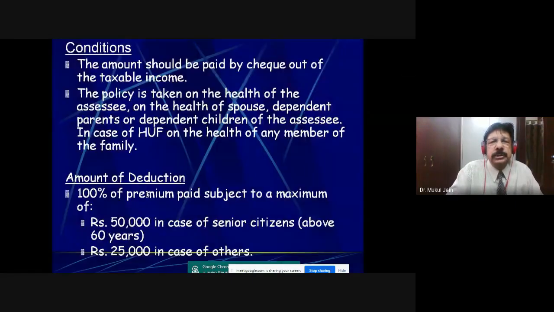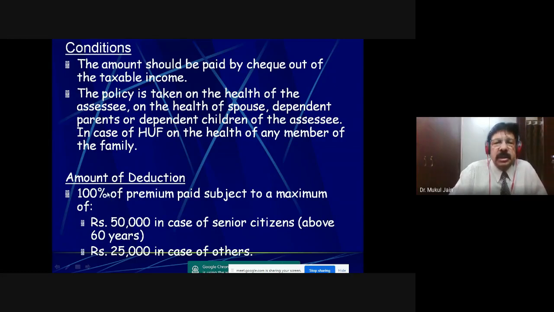And what is the amount? So first of all, condition, the amount should be paid by check out of the taxable income, and the policy is taken on the health of the assessee, on the health of spouse or dependent parents or dependent children of the assessee, in case of HUF on the health of any member of the family. So one can take a plan for self, for spouse, and for dependent parents or dependent children.